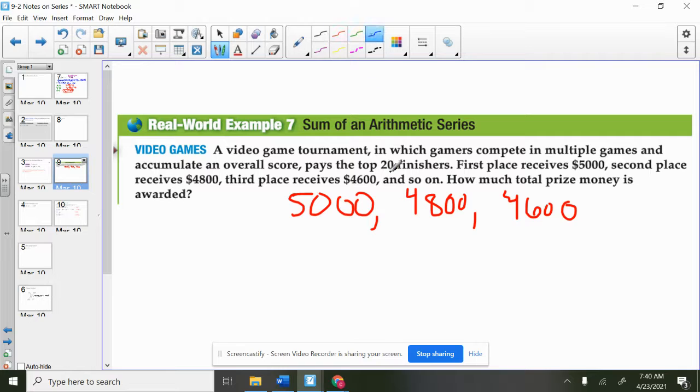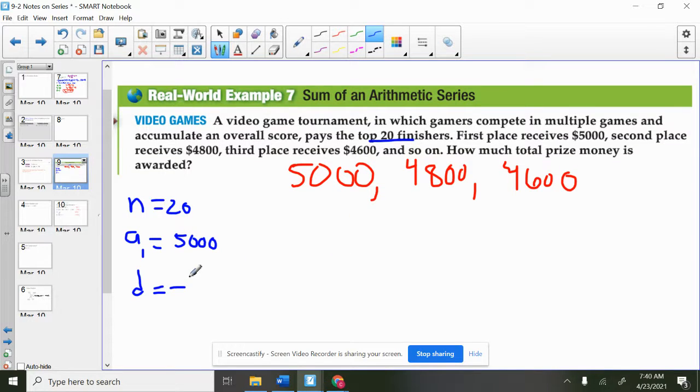Now notice that it says the top 20 finishers. So here n is going to give me 20. I also know the first term because that's 5,000. I can also find my common difference. Notice that this is decreasing, which means your common difference d is negative. So what is it decreasing by? Well, that would be decreasing by 200. Now notice I don't have my last term in the series. So I don't know what 20th place is going to get.